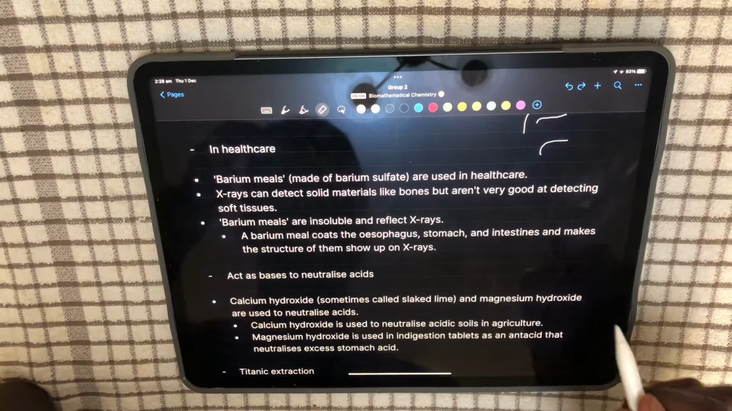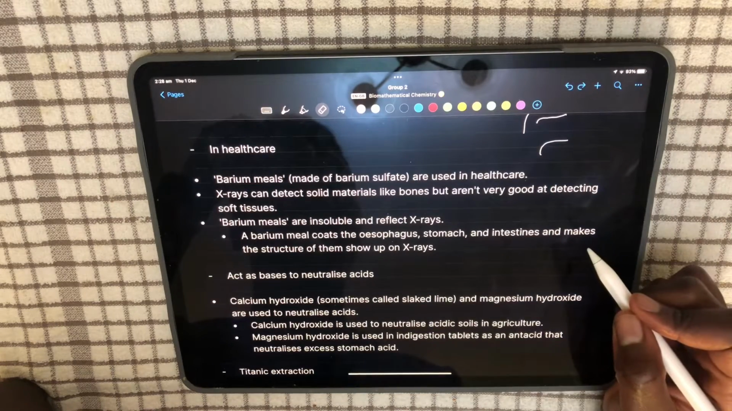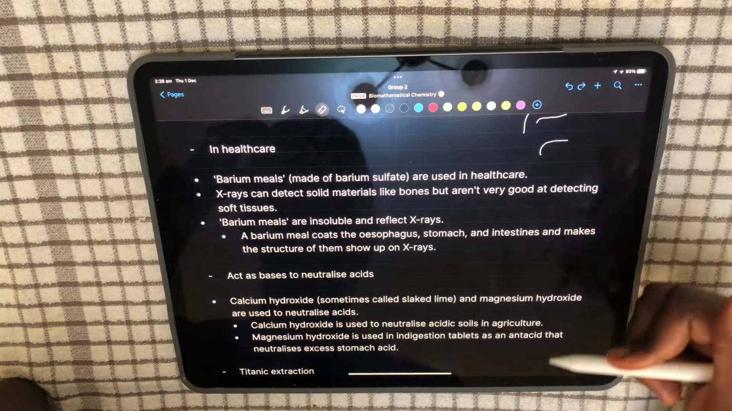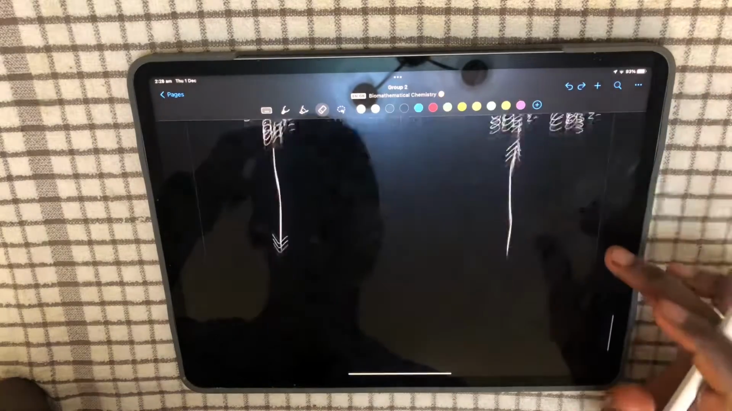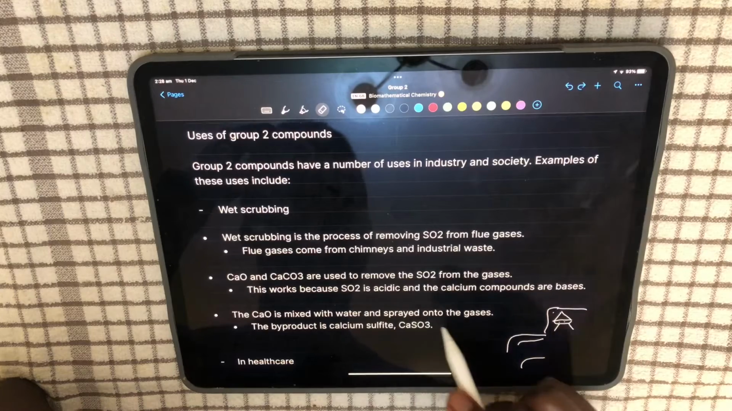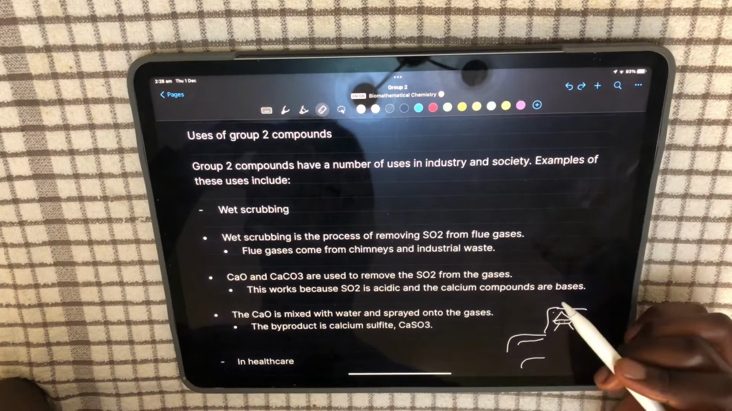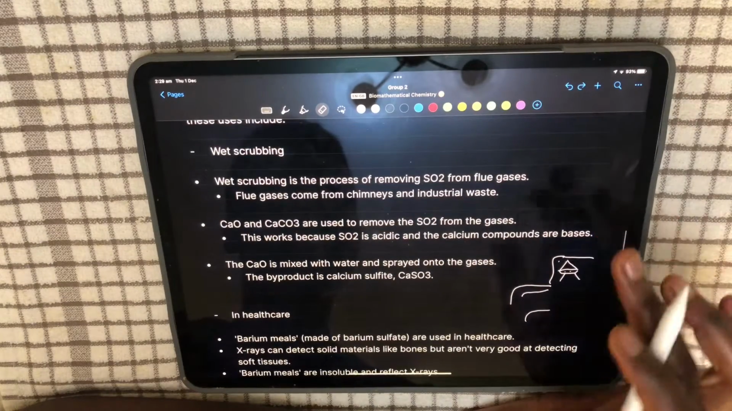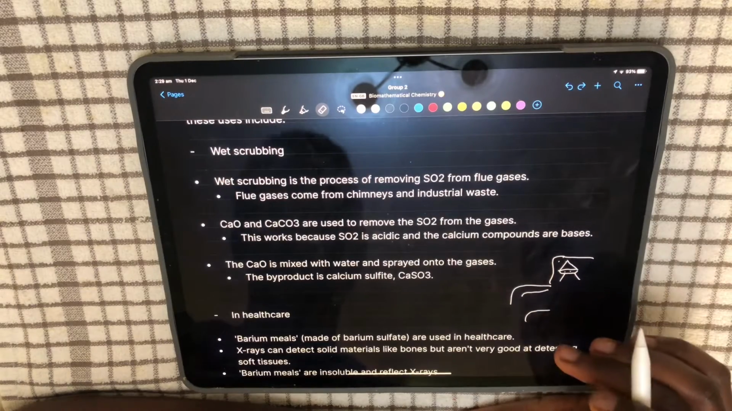As I said before, solubility increases as you go down group 2 when it comes to sulfates or carbonates. Wait, let me double check again. Yes, I was right. Barium is very far down group 2. I really should have got my periodic table. But barium sulfate is really down group 2, so it would be very insoluble because it's near the bottom.